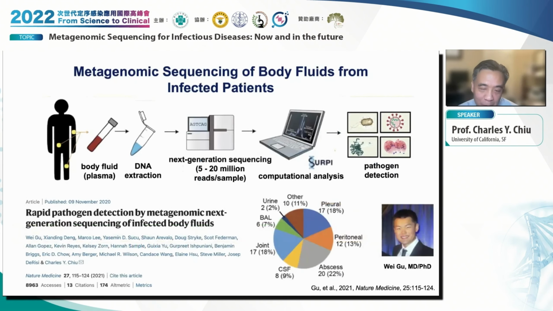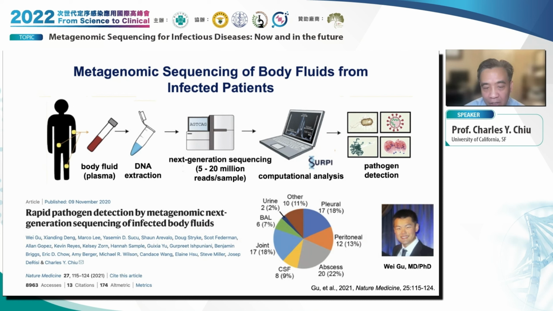I want to move really quickly into some of the new work that we're doing. One is that we're very interested in doing metagenomic sequencing of body fluids for infected patients. The idea is that what applies for spinal fluid, in principle, the same metagenomic sequencing assay or technique could be applied for many other body fluids. This includes pleural fluid, peritoneal fluid, abscess fluid, joint fluid, BAL, and urine, as well as spinal fluid.